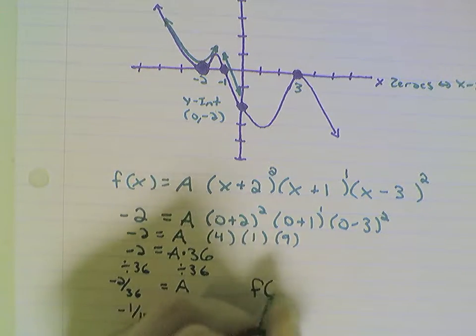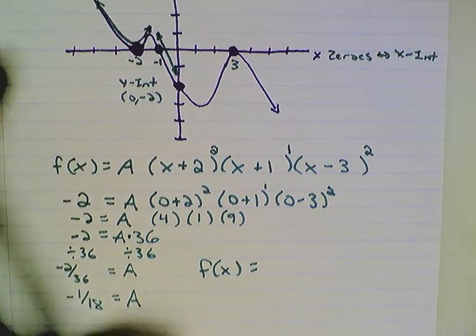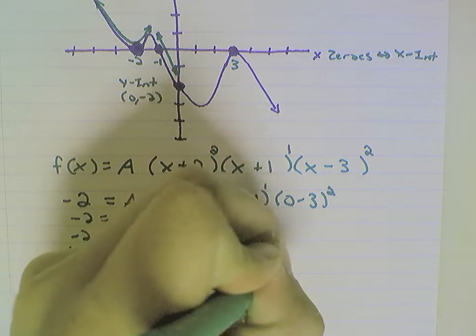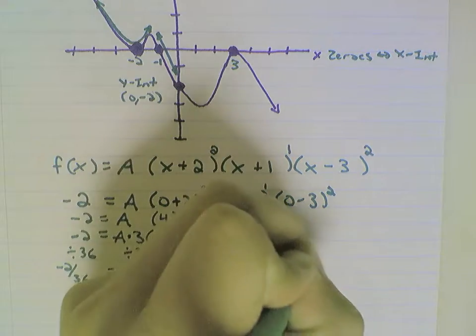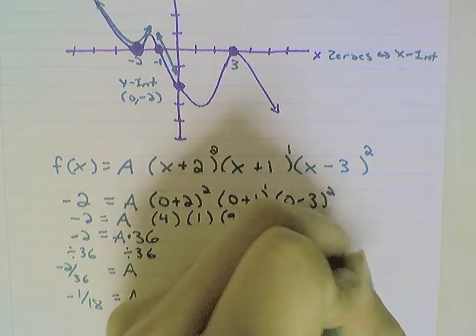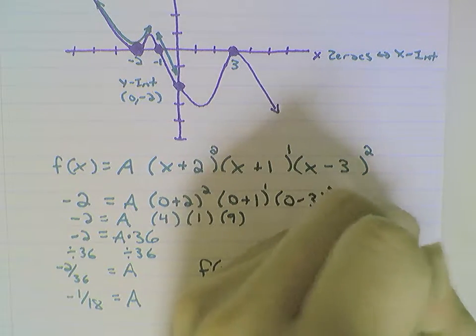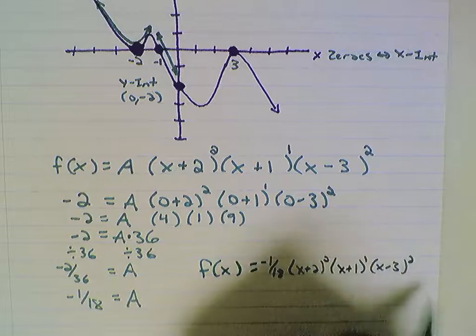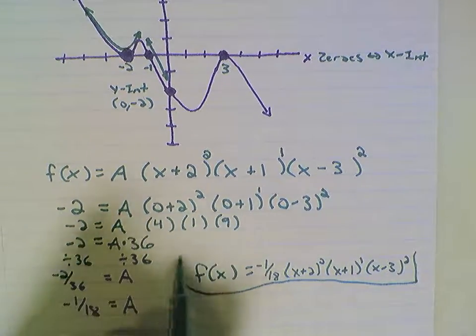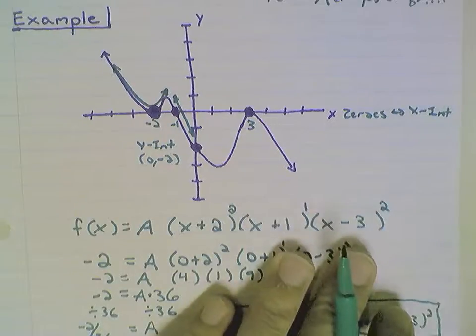So the equation for this graph will be negative 1 over 18, times x plus 2 squared, times x plus 1 to the first power, times x minus 3 to the second power. This will be the equation you get from the graph up above.